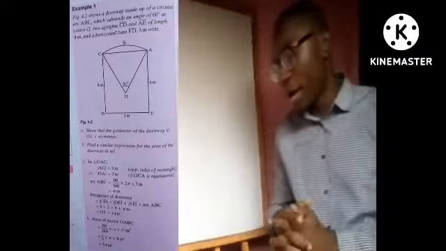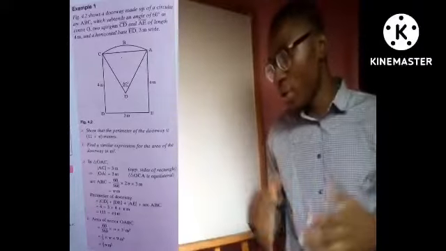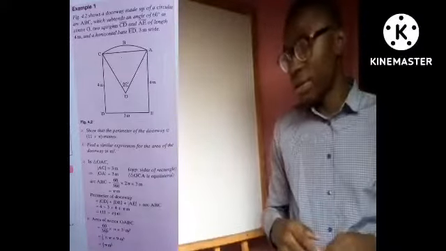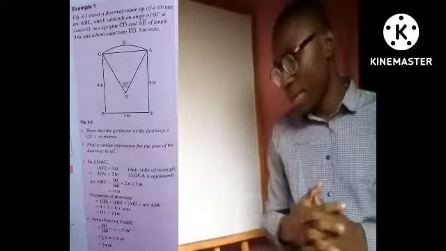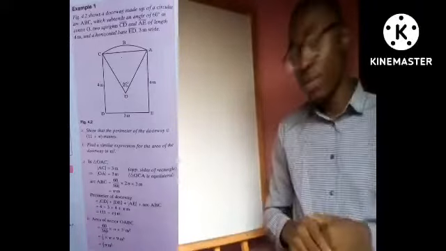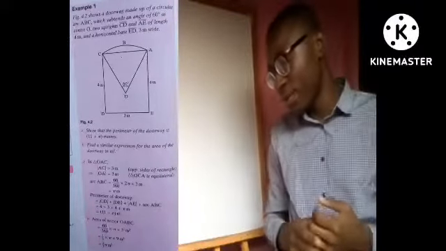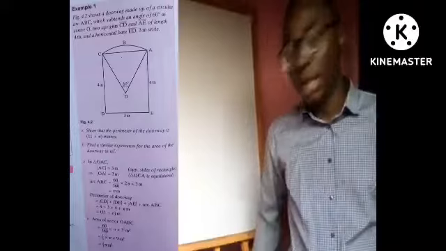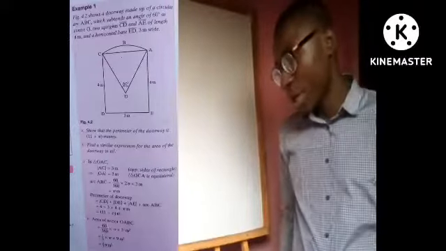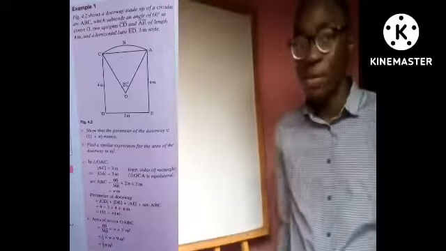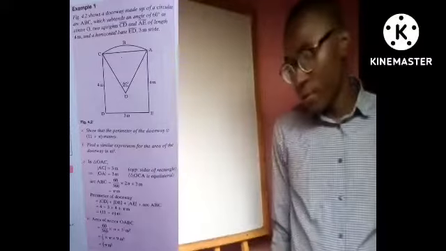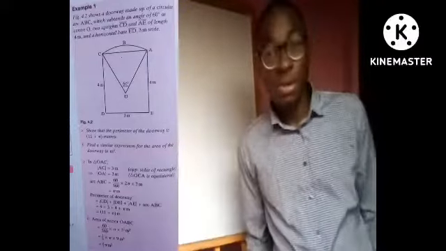Then we are asked to show that the perimeter of the doorway is 11 plus pi meters, and the second question asks us to find a similar expression for the area of the doorway in meter square. In the first part we are looking for the perimeter, and in the second part we are looking for an expression for the area. Now the solution goes thus.